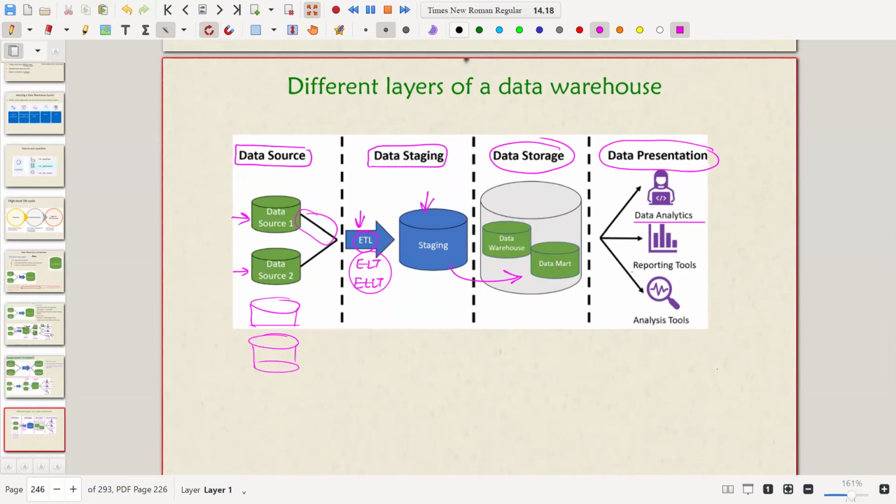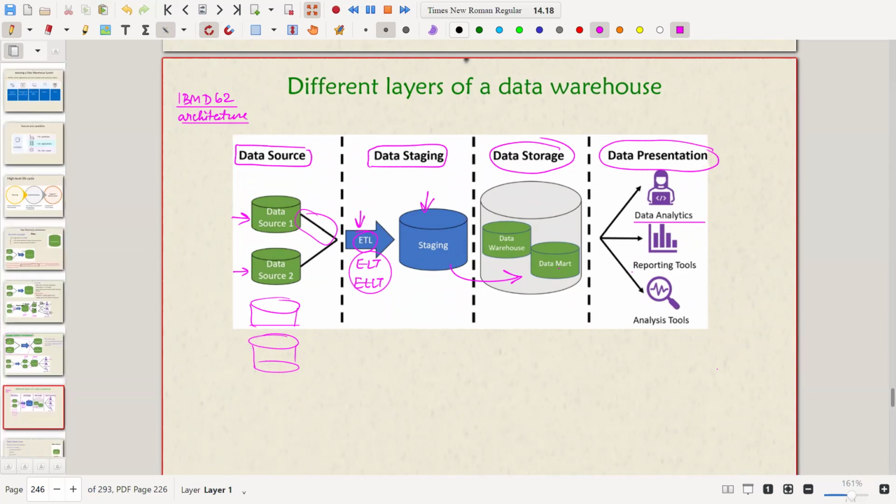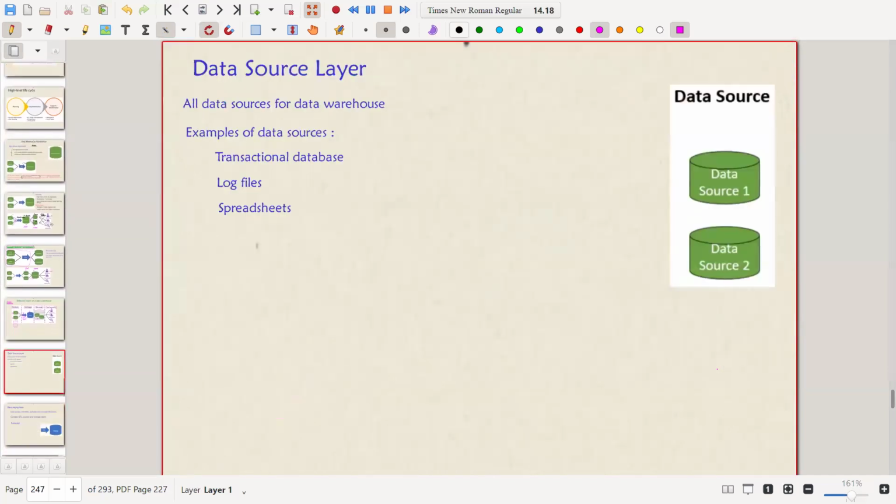After a few slides, we will see the architecture of the IBM DB2 data warehouse. These are all the same, so I don't have to explain it again. You can see the different layers of a data warehouse. One is the data source layer, and I already gave you the example.